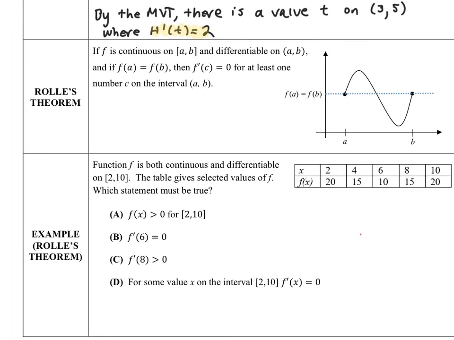And this one is not nearly as popular as the MVT, but what it says is that you, again, have to have a continuous and differentiable function for this to apply. And it has an extra requirement. It says that f of a has to equal f of b. In other words, our two y values have to be the same. So f of a and f of b have to have the same y value.